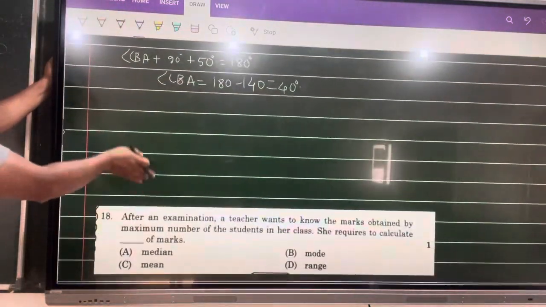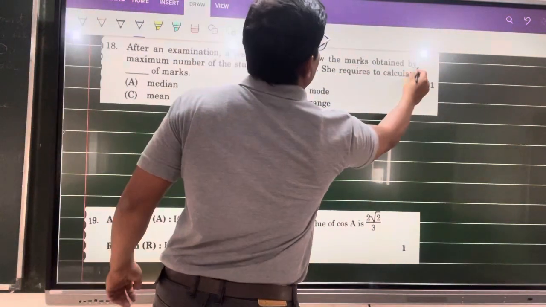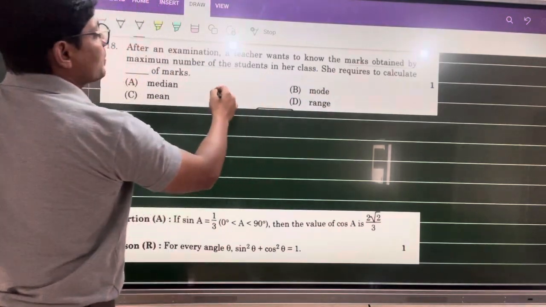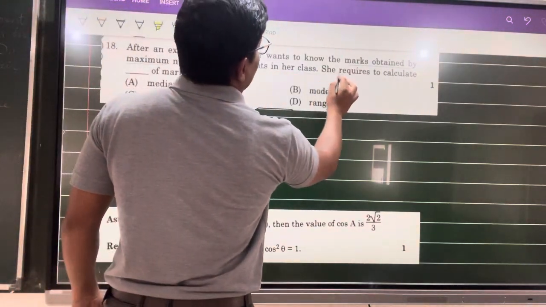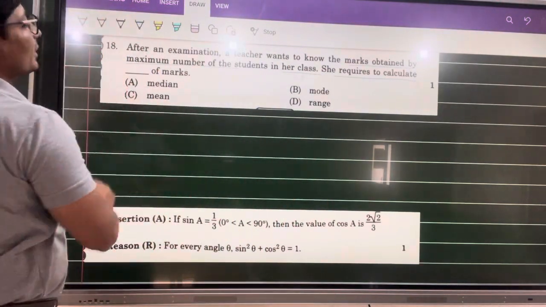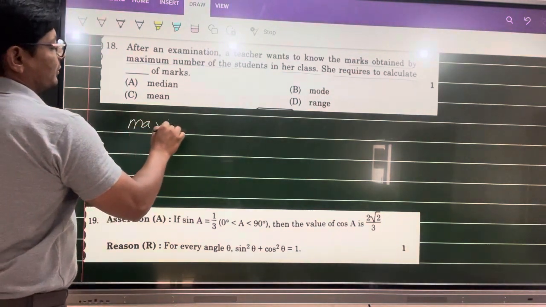Okay. Then the 18th question. After an examination, a teacher wants to know the marks obtained by the maximum number of students, so the most repeated marks. In her class, she requires to calculate what? So basically, what they are asking for is the maximum frequency.